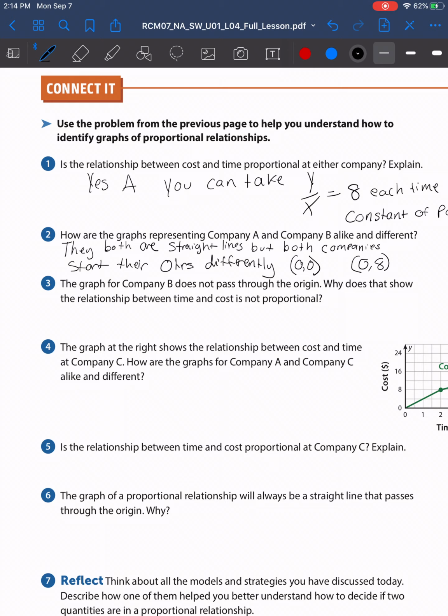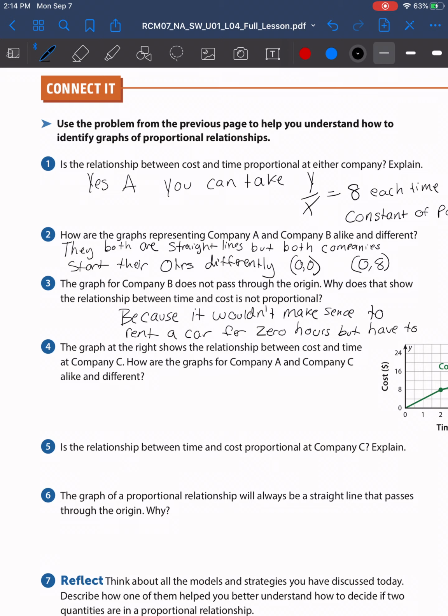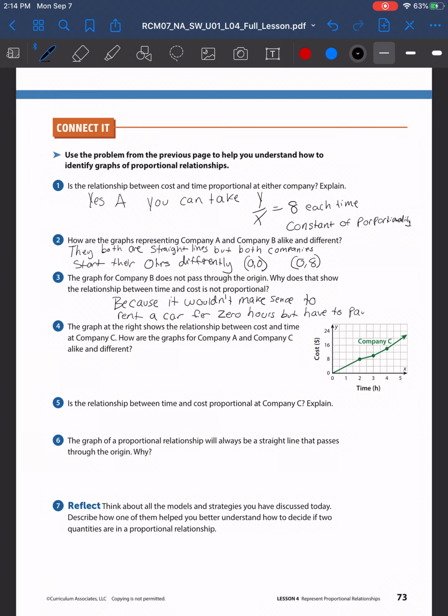Why does that show the relationship between time and cost is not proportional? Because it wouldn't make sense to rent a car for 0 hours but have to pay $8. It just doesn't make sense, does it?